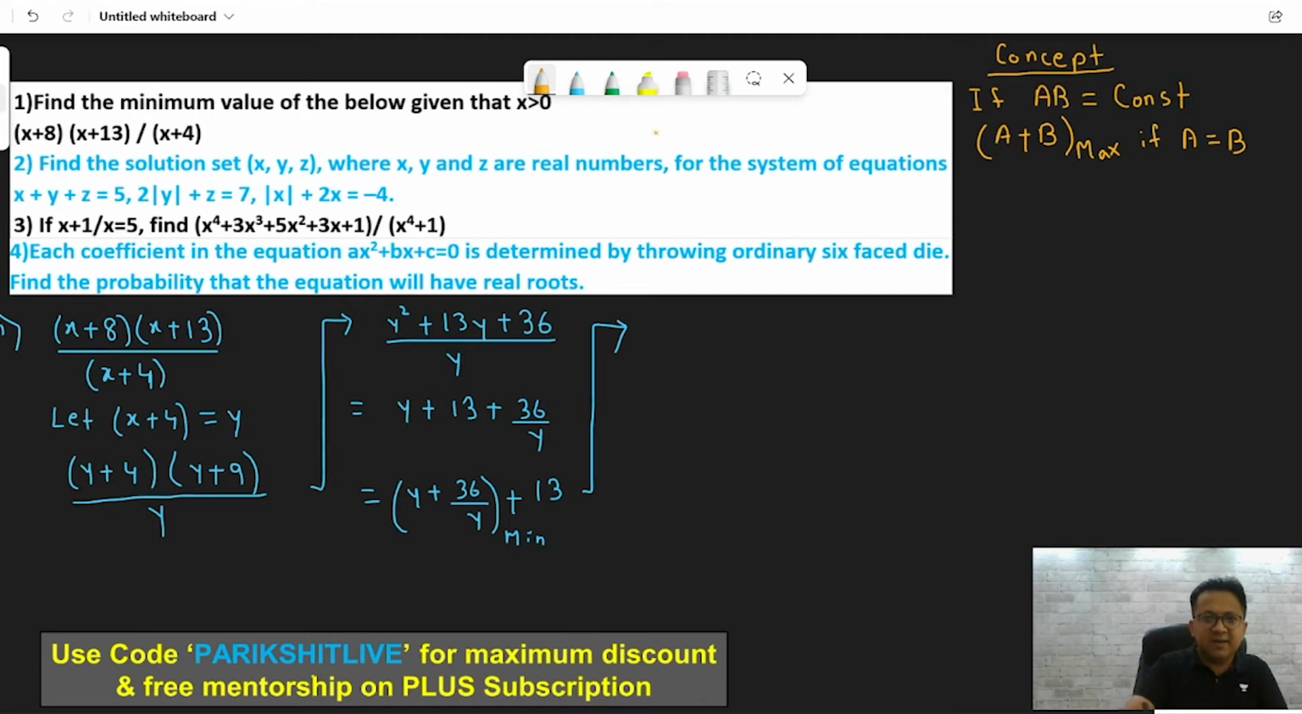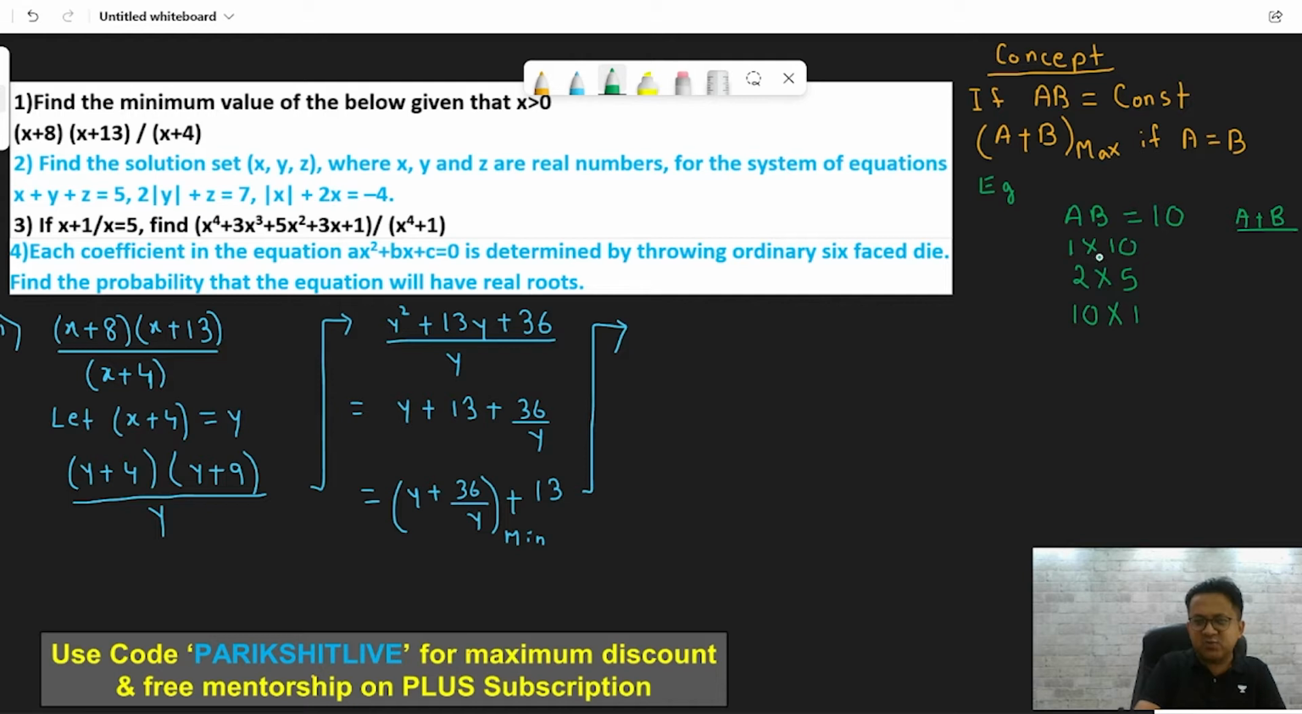Let's take an example. Let's say a into b is equal to 10. So what are the possibilities? The possibilities are 1 into 10, 2 into 5, 5 into 2, and 10 into 1. So what can be the values of a plus b in this case?